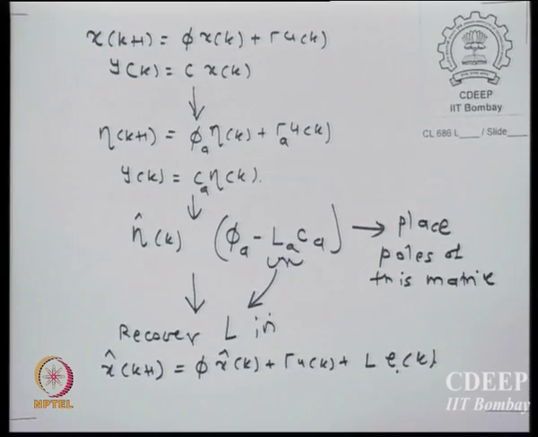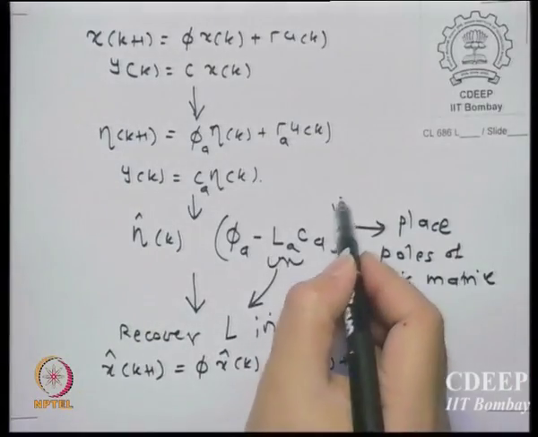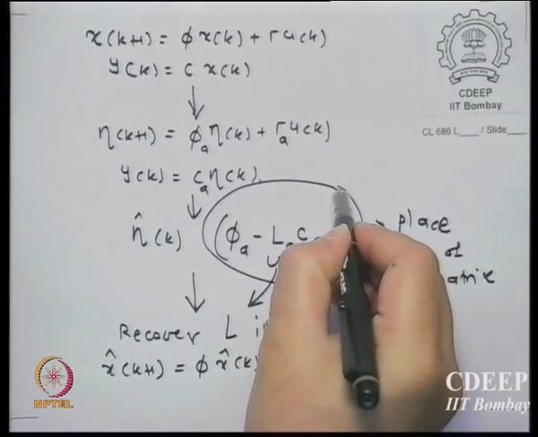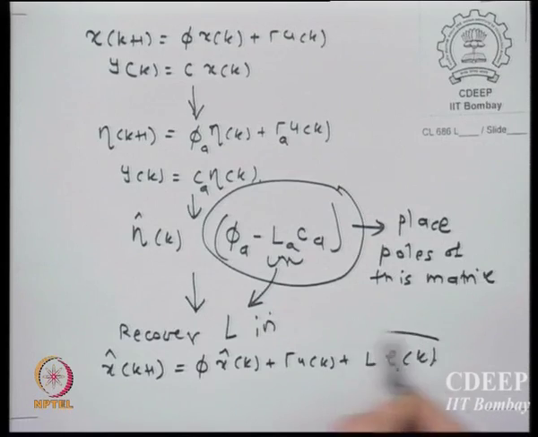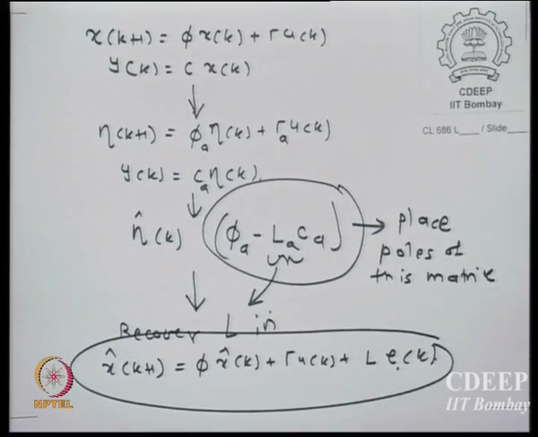The fact that if you move from one transformation to another, it does not change the eigenvalues helps you make sure that even if you have placed the poles of this, the error dynamics of the original system will also have the same poles, because transforming variables does not change the pole locations. That is the fundamental idea. That is how this thing works.